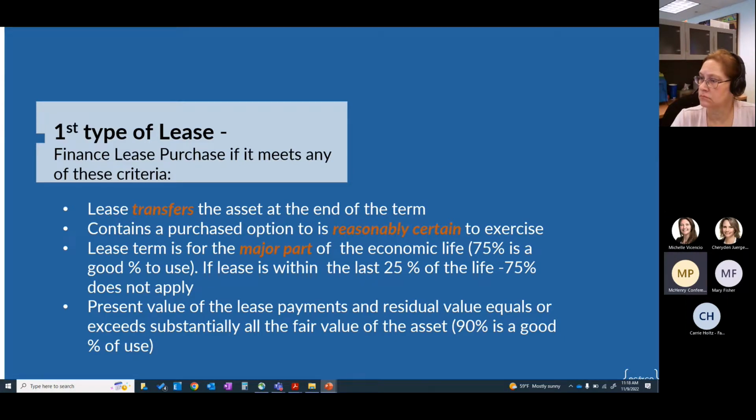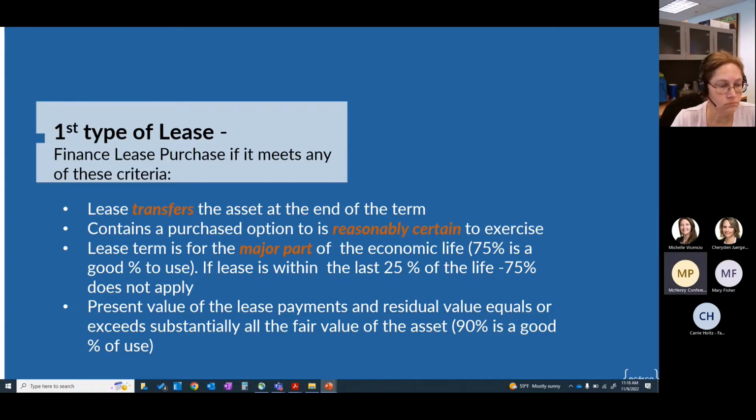Then the third one is that the lease term is for the major part of the economic life. So the economic life is really the useful life. So if we're talking about, well, I keep going back to a copier, but say the useful life, a copier typically will last, let's just say 5 years. So if that lease is at least 75% of that life, then we would say that you meet this criteria.